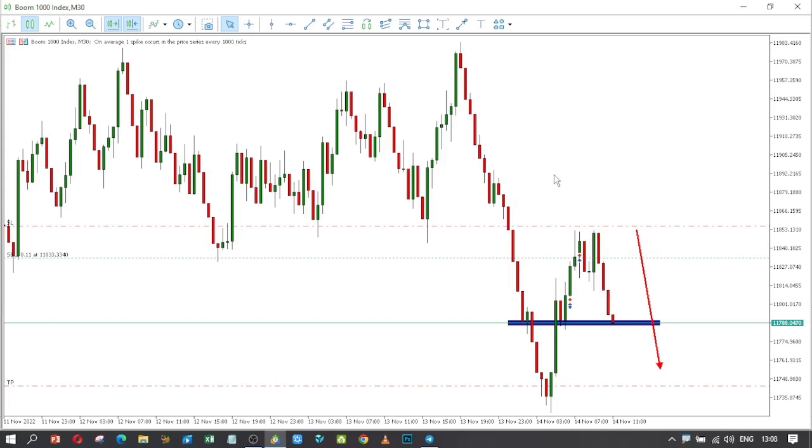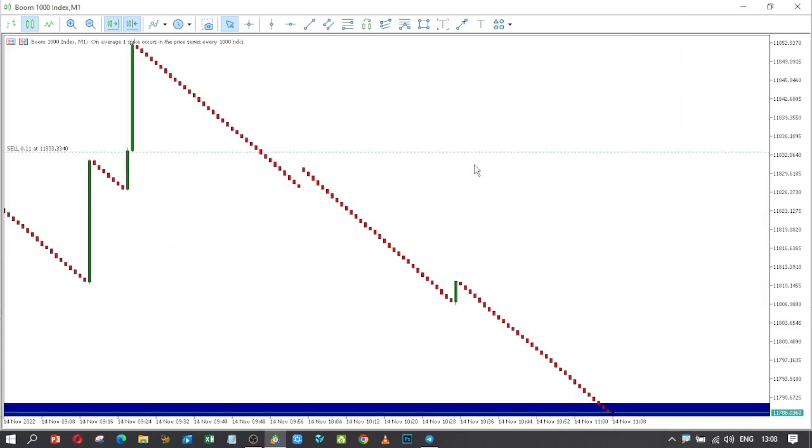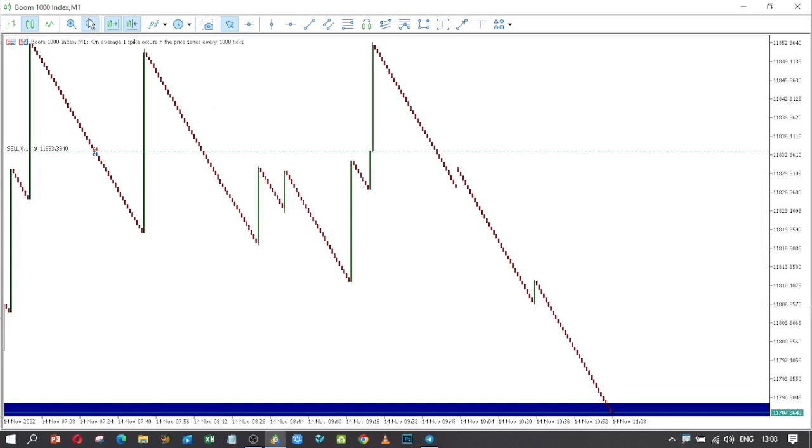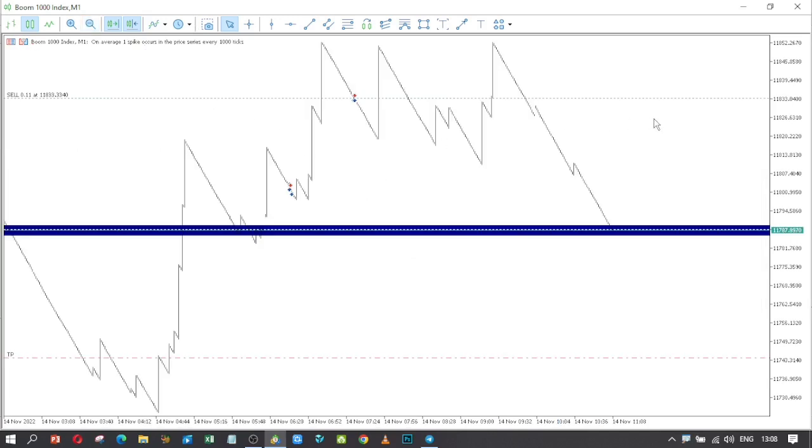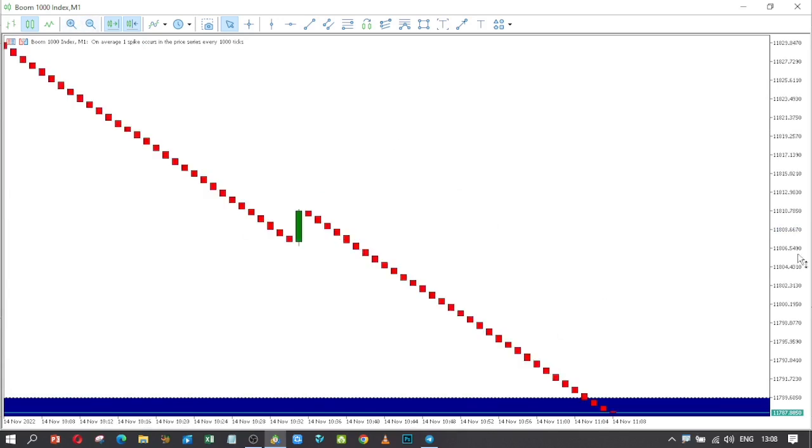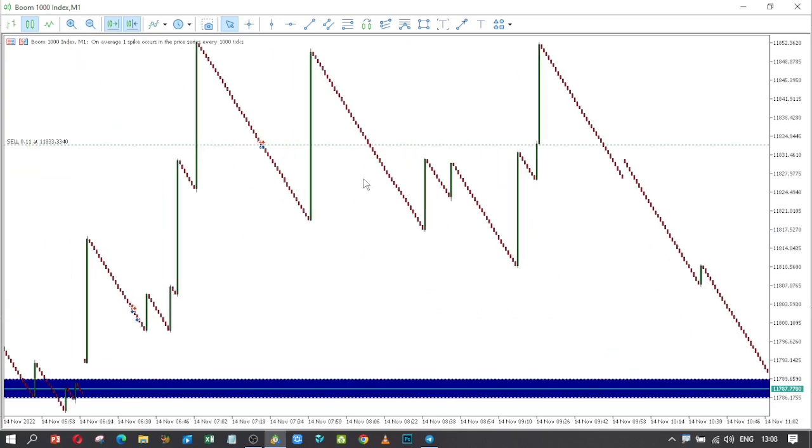So first of all, when you are trading boom and crash, the first thing that I want you to do is stay away from the 1 minute time frame right here. This is not the correct time frame for you to trade. The reason is that when you try to trade this 1 minute time frame, you need to risk much so that you can catch these small moves.